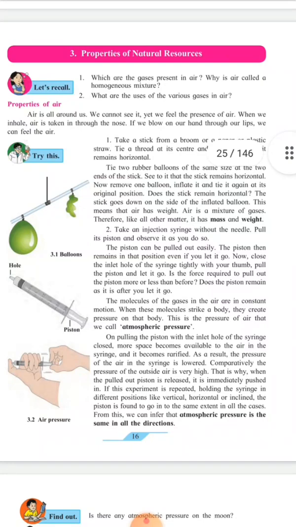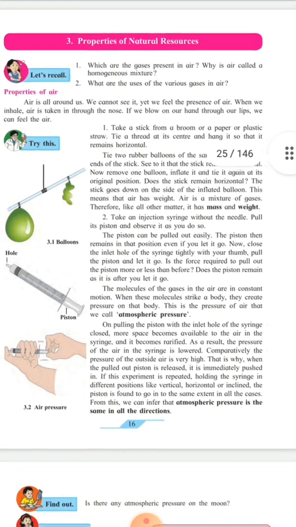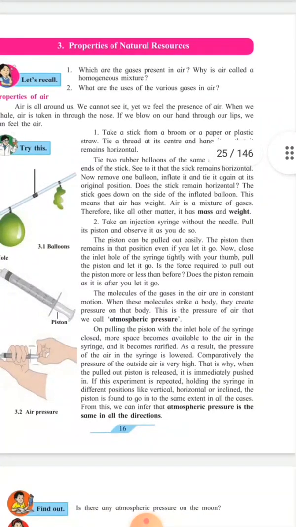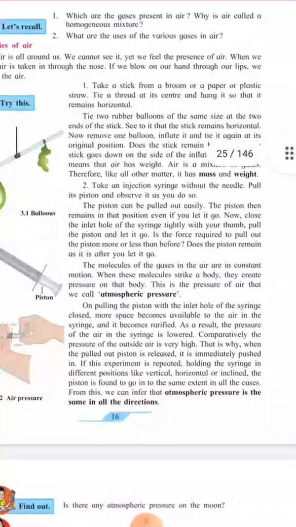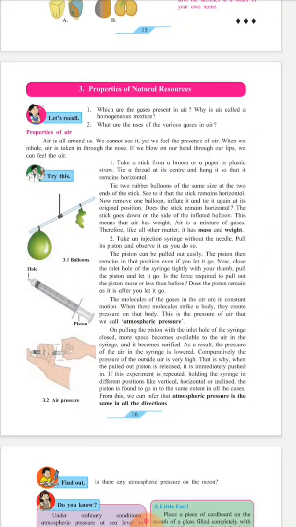See this experiment, you can do it at home also. Take a stick and tie 2 balloons to it, and tie the thread so that the stick stays horizontal. Now take an injection syringe without the needle, pull its piston and observe it. Take a syringe like this, you can see in the picture. The piston can be pulled out easily. The piston then remains in that position even if you let it go.